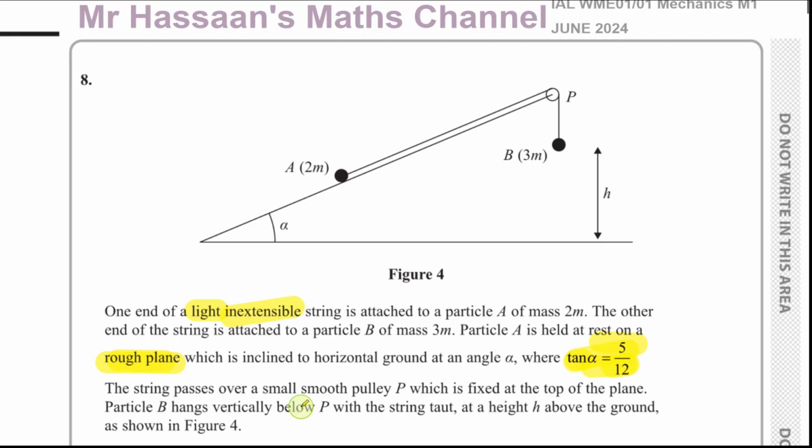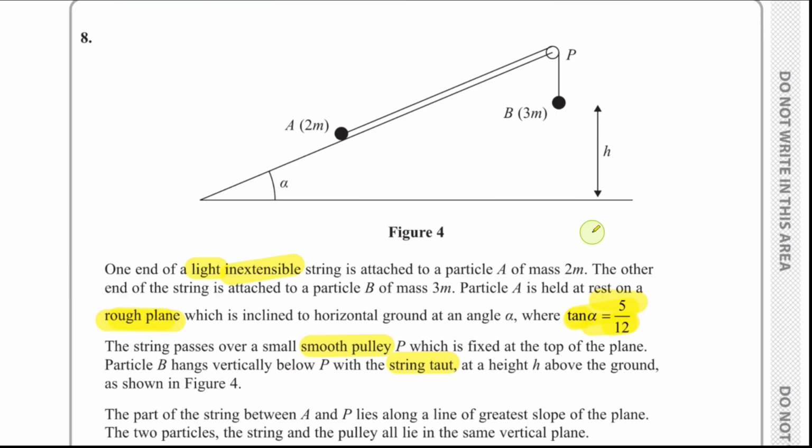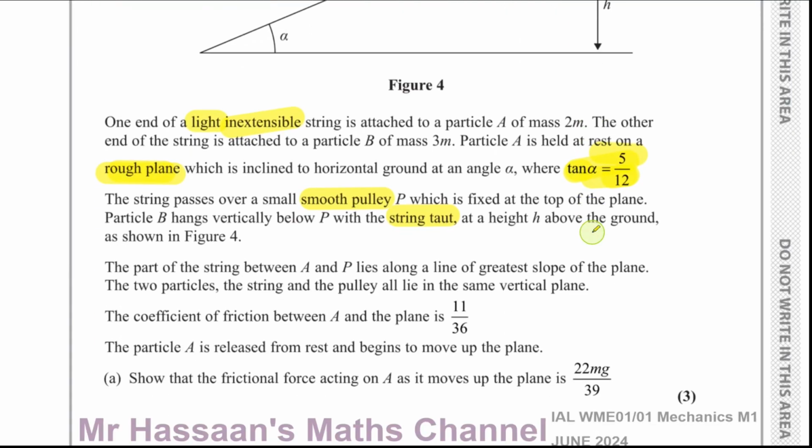The string passes over a small smooth pulley. Smooth meaning there's no friction in it, which implies that the tension on the string on either side of the pulley will be the same. The pulley is fixed at the top of the plane. Particle B hangs vertically below P with the string taut, meaning there's tension in the string, at a height h above the ground, as shown in figure 4. Then it says the part of the string between A and P lies along a line of greatest slope of the plane. The two particles, the string and the pulley all lie in the same vertical plane.